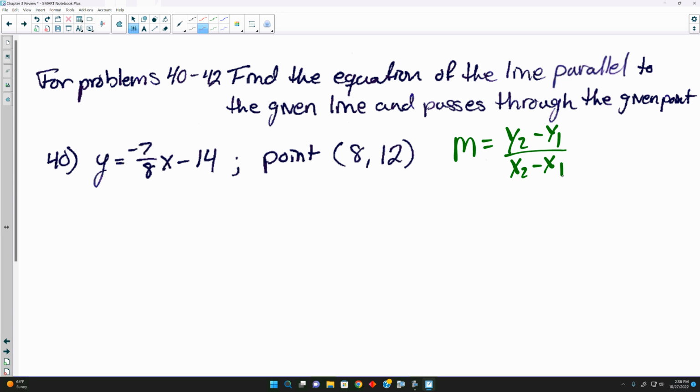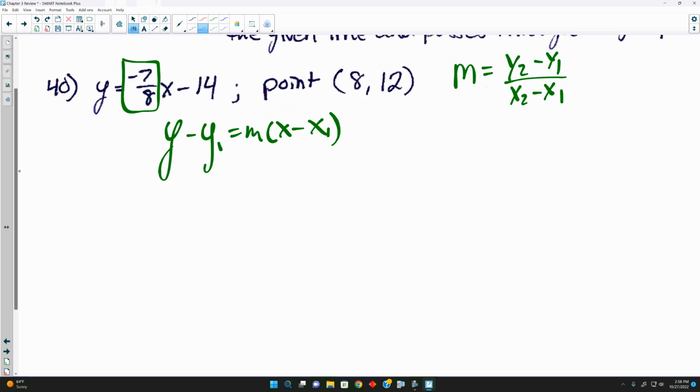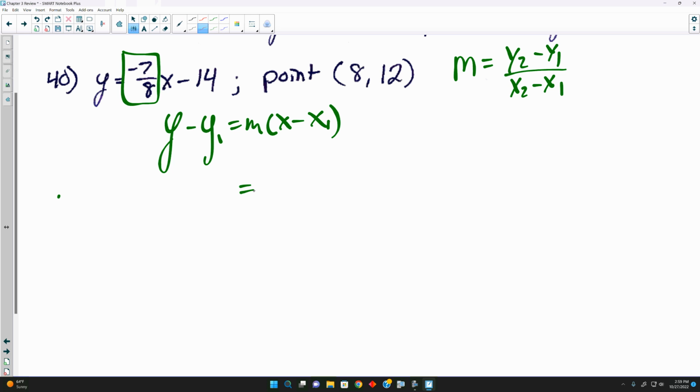Slope, y2 minus y1 over x2 minus x1. So we'll do one of these here. So on these here, we want parallel. We want to find the line parallel to the given line and pass it through the given point. So the line that they give us that our line's going to be parallel to, the only thing we care about is the slope. And we're going to use our equation y minus y1 equals m times x minus x1. So since this is parallel, our new slope is going to be the same.